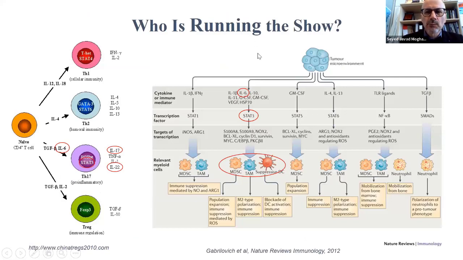However, we were wondering which one of these cytokines would be the best one to use as a target. As you see here, Th17 cells are the ones in charge of producing IL-17 and IL-22. Those cells, for their differentiation, require IL-6 and STAT3. On the other hand, we have the myeloid population. These cells, in order to have their pro-tumor function, also need to be activated by IL-6 through the STAT3 pathway.